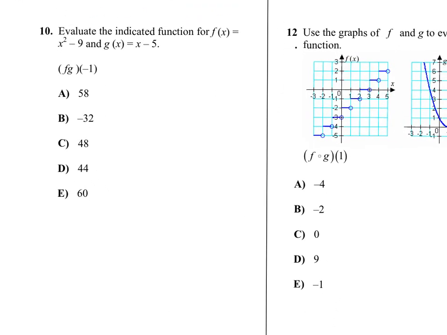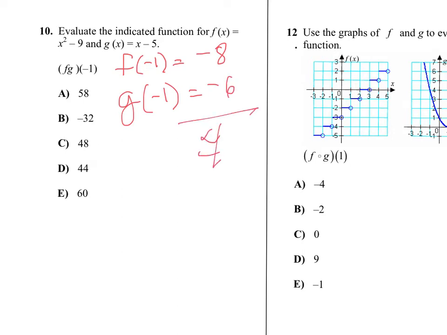10. Evaluate the indicated function for f of x and g of x. Well, this is just multiplying two functions. So if I plug the minus 1 in, I get 1 minus 9 for f of x. 1 minus 9 is minus 8. For g of x, I get negative 1 minus 5, which is a negative 6. I multiply those together, and I'm going to get a positive 48. Look at that, a positive 48. So the answer is C.